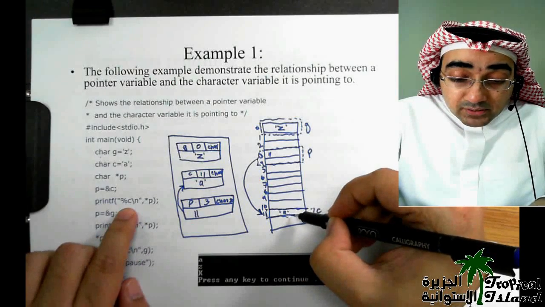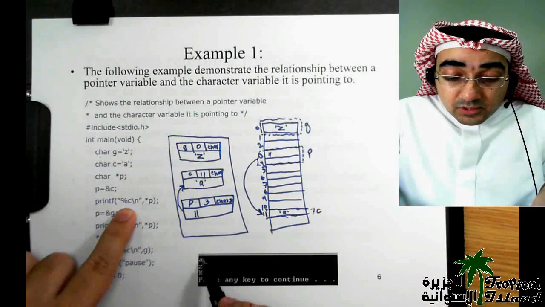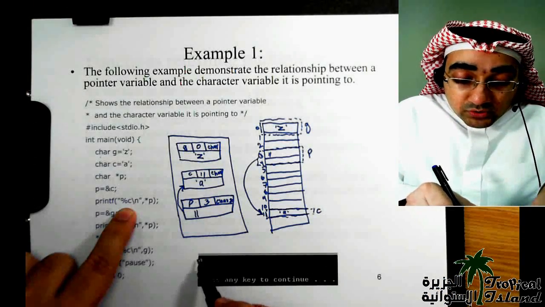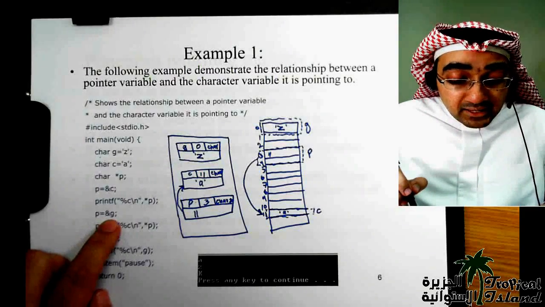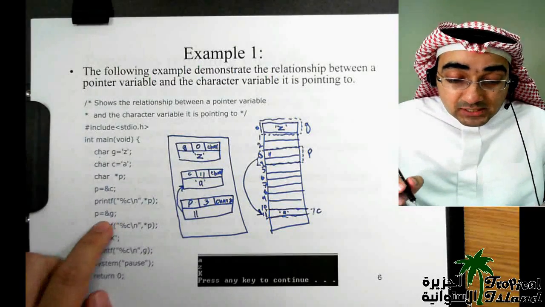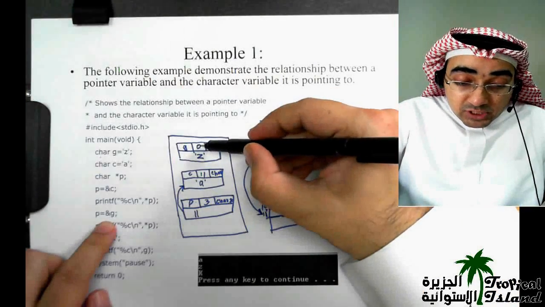I want to print it using %c, so I'm going to print whatever is here. I'm going to be printing an A, and that is what you see over here. So you get an A. Then you say that P is equal to the address of G. Okay, now we are going to change it. So what is the address of G? Address of G is 0.